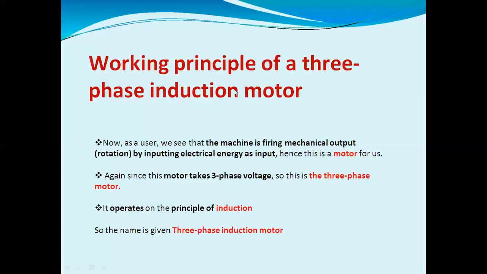Another part that we have laid is the induction part. From the discussion that we have done, it is clear that it is operating on the principle of induction. So combining those three, we can call this motor a three-phase induction motor.